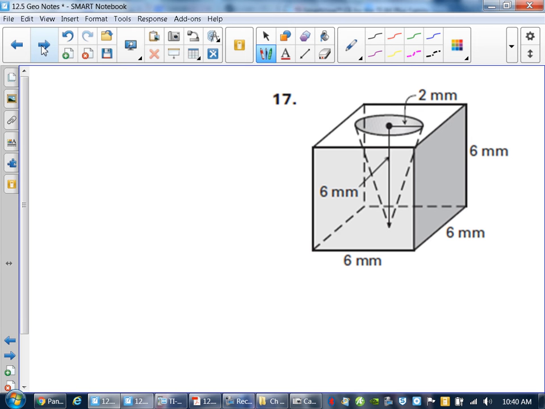Have any of you guys ever used a spade drill bit? A spade drill bit is a drill bit that kind of looks like, you know what a spade looks like in a deck of cards?